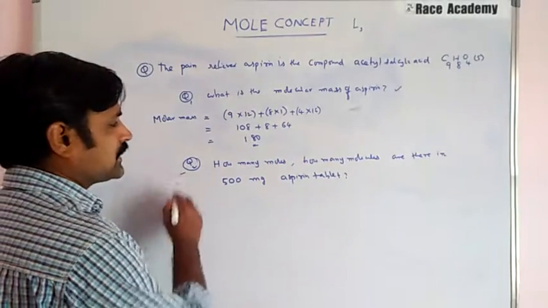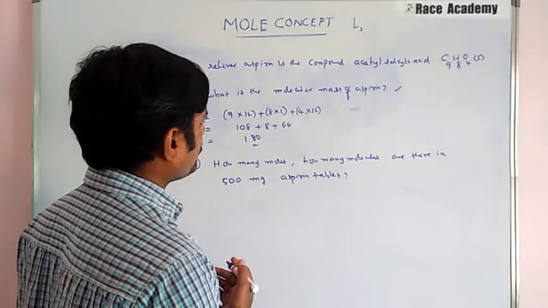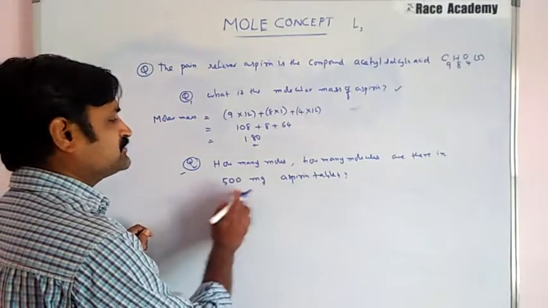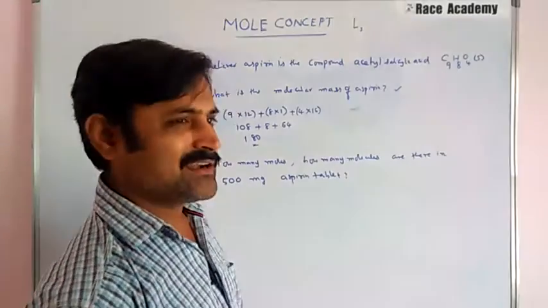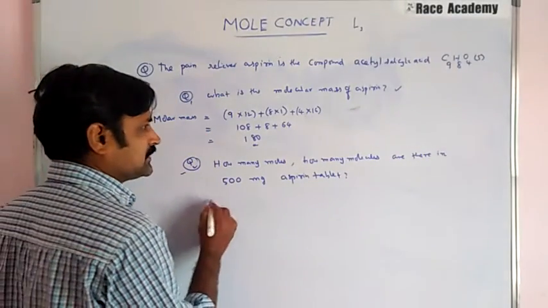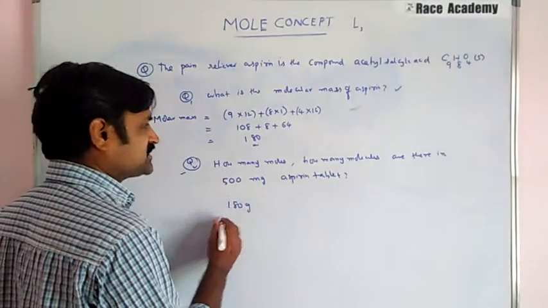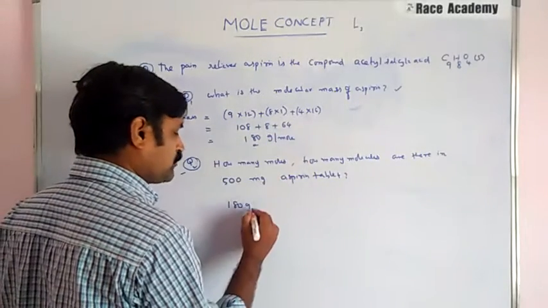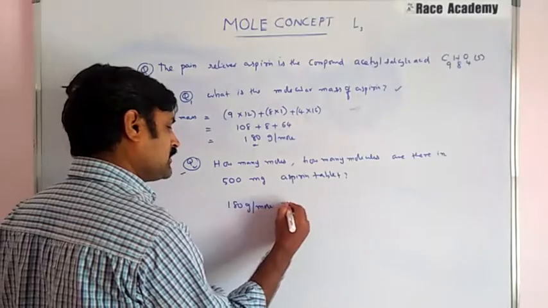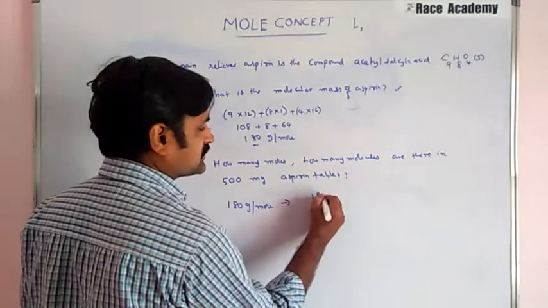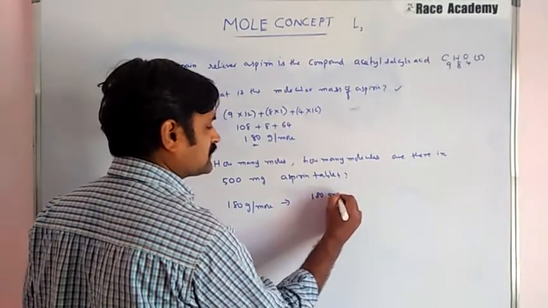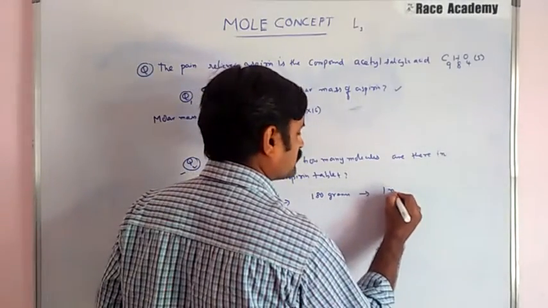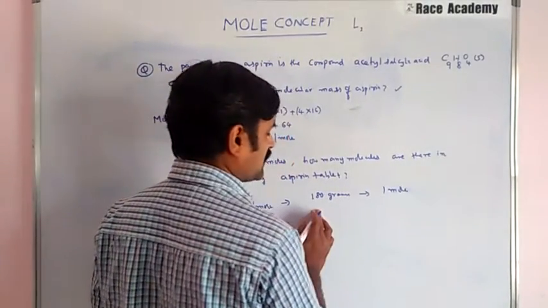Coming to the second question, how many moles are there in 500 mg of aspirin? It's a difficult question, but we have noticed that this is 180 grams per mole. 180 grams per mole of aspirin means 180 grams of this aspirin is equal to 1 mole.